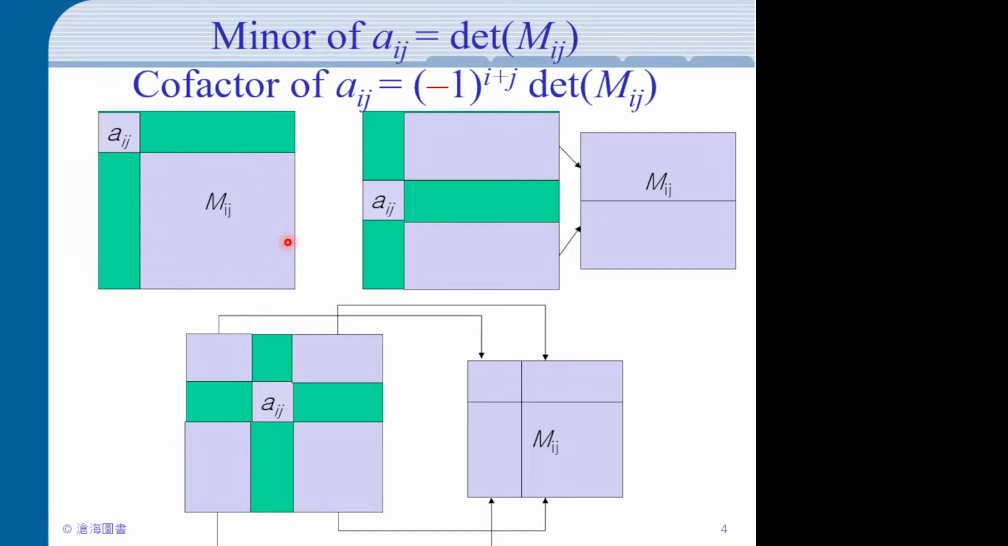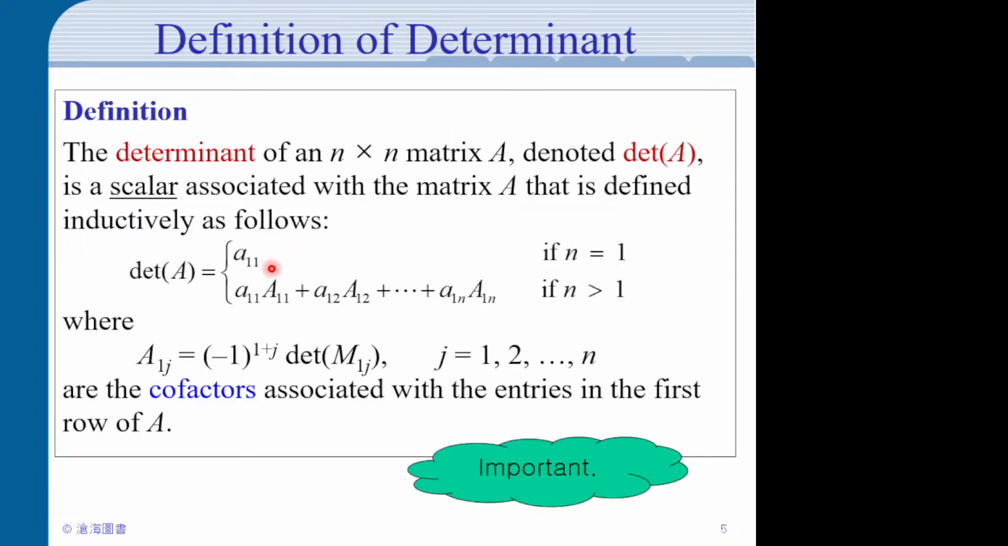So if you know how to calculate the determinant of an n minus 1 by n minus 1 matrix, then you are done. And then you can reduce this to another expansion. For example, you want to calculate this, then you do another expansion, you get an n minus 2 by n minus 2 matrix, etc. And all the way down to this 1 by 1 matrix.